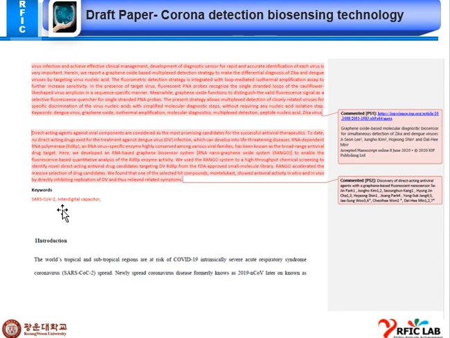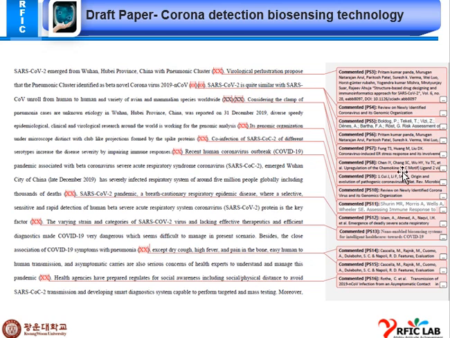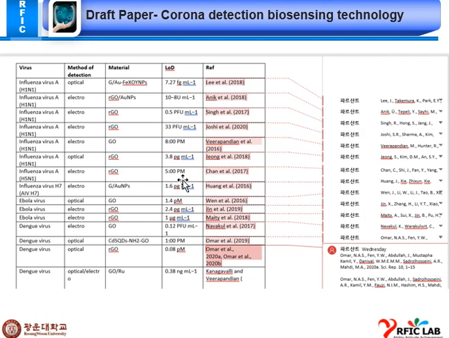Abstract, introduction with some references I already prepared, and for the comparison table, I'm preparing this table for the comparison. All the techniques have detected the different viruses which I'm focusing on, and the method of detection is different, using the graphene material, and this is the limit of detection. I have collected some references and am continuing the table.